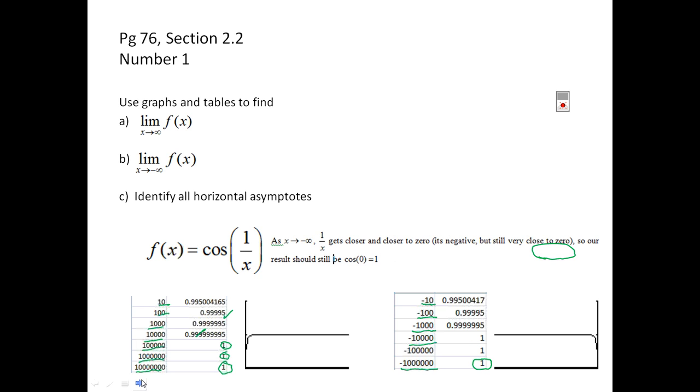As x goes to negative infinity, 1 over x gets closer and closer to 0. It's negative, but it's still very close to 0, so our result should still be approximately the cosine of 0, which is equal to 1. And looking at this graph, we can see as x is heading off in the negative infinity direction, the value of the function is settling close to the line y equals 1.